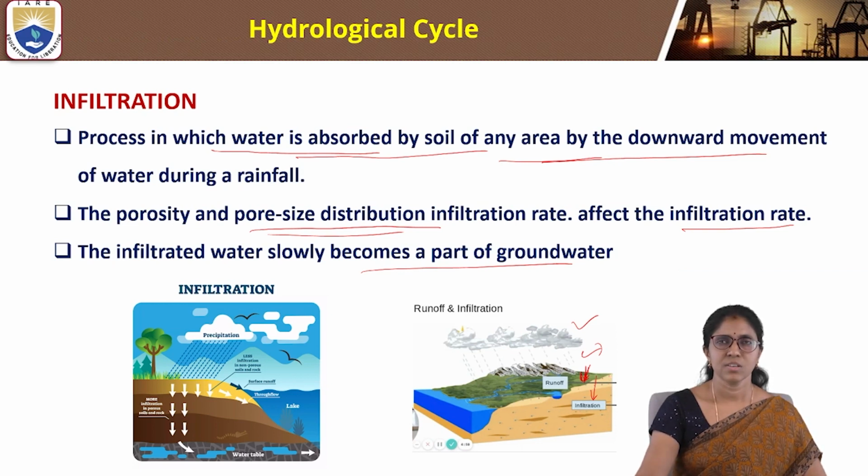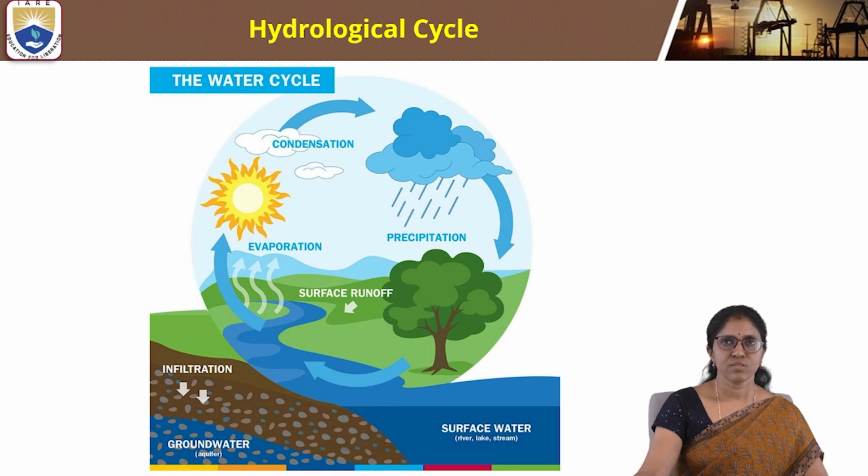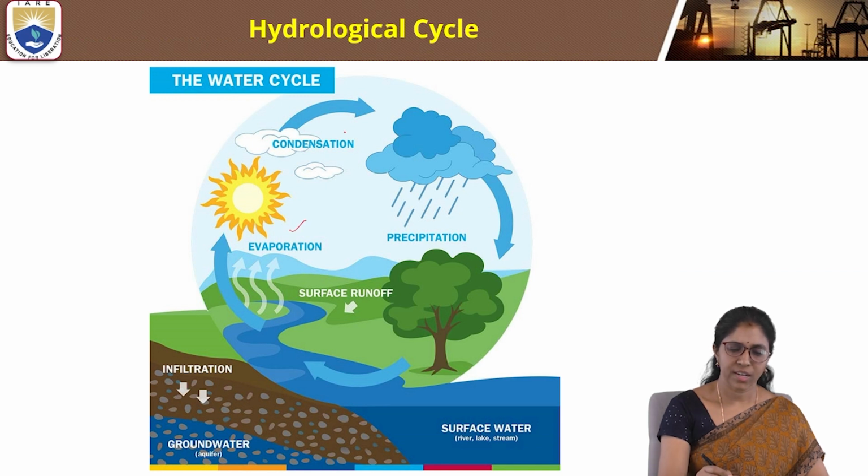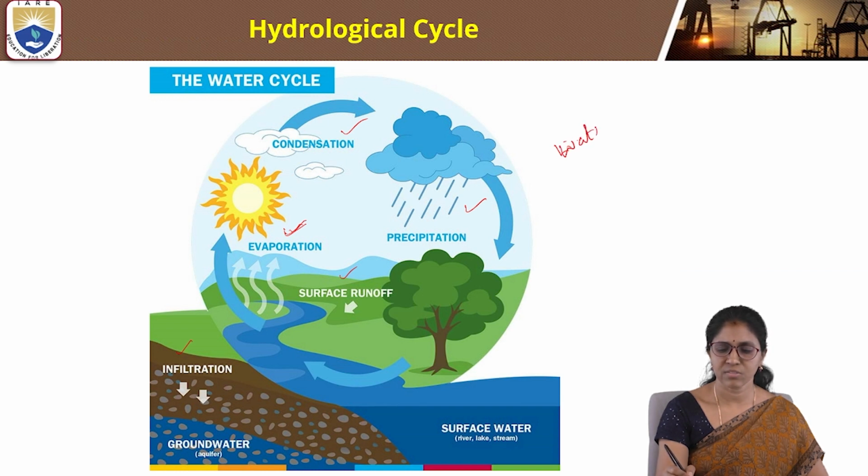So these are the processes involved in the hydrological cycle. This is the water cycle. In this, we have different processes like evaporation, condensation, precipitation, sublimation, surface runoff, and also infiltration. In the evaporation process, water from the lakes and oceans is evaporated by sunlight or heat energy, and water is converted into water vapor.